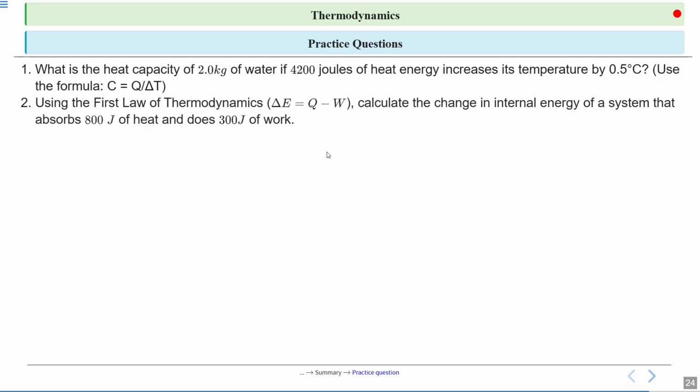Second, using the first law of thermodynamics, that is delta E equals Q minus W, where E is the energy, calculate the change in internal energy, delta E. E and U both are the same. Calculate the change in internal energy of a system that absorbs 800 joules of heat and does 300 joules of work. Just put in the values of Q and W and subtract them. You will get delta E.